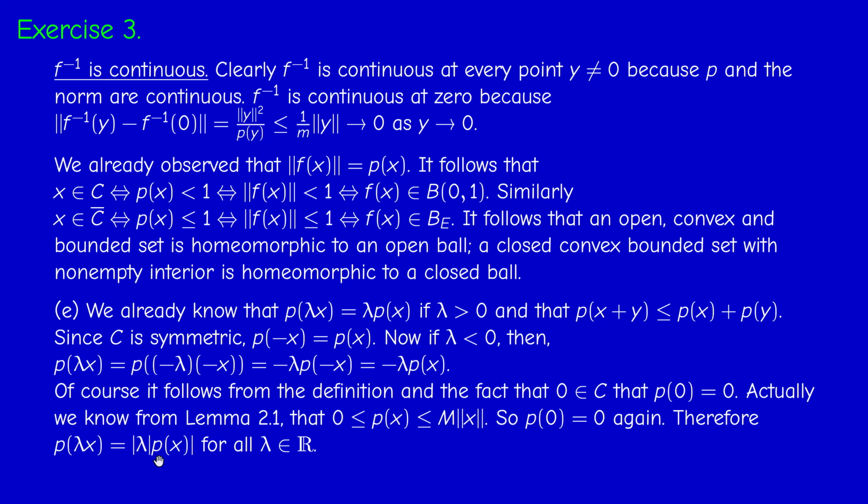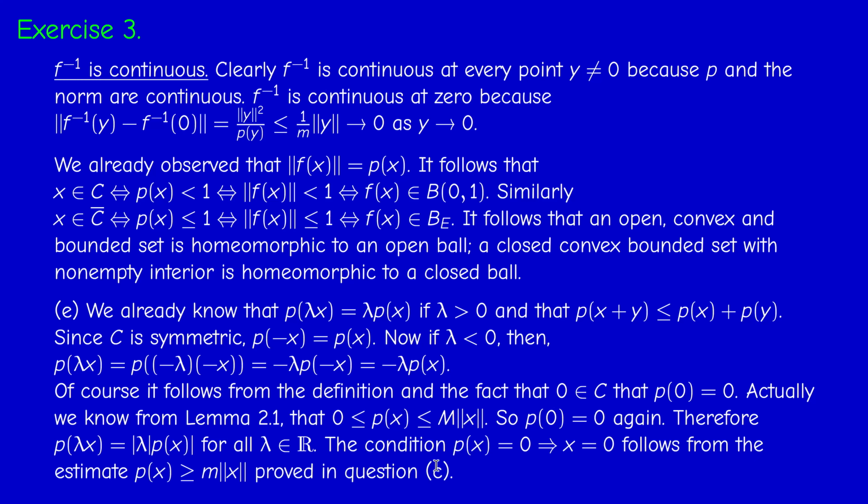Actually, there are several ways of proving this. It's just enough to put lambda equals 0. If lambda is 0, then we get p of 0 equals 0, if you like. Or if you like, you can let lambda tend to 0. Or you can use the reverse inequality. So since p of x is bigger or equal than small m times the norm of x, then p of x equals 0 implies x equals 0.